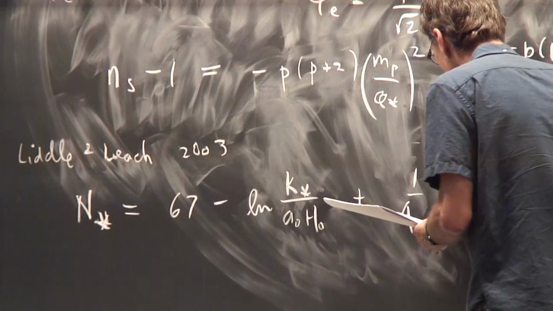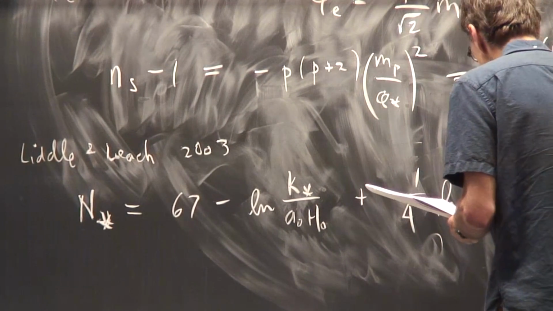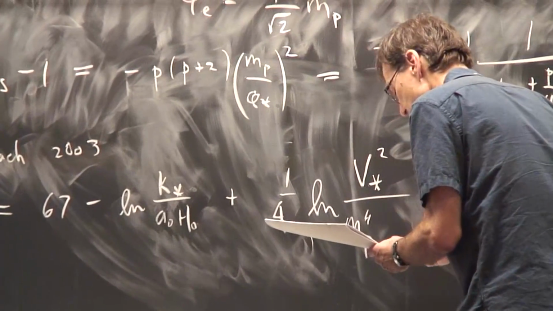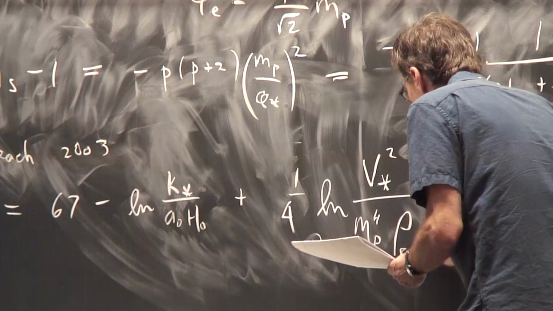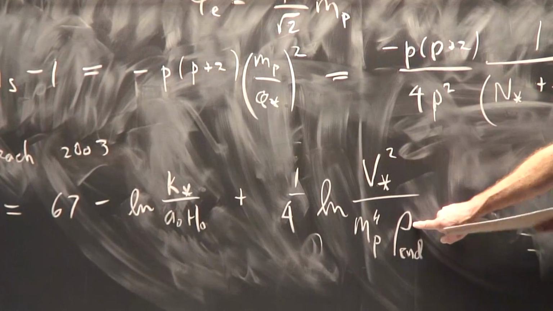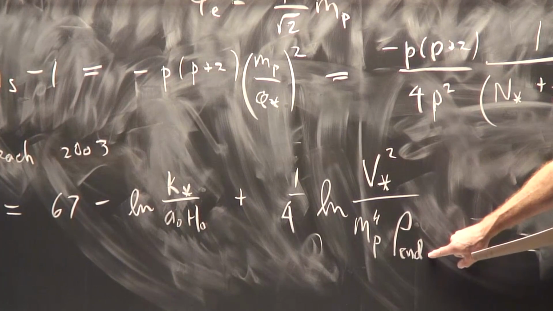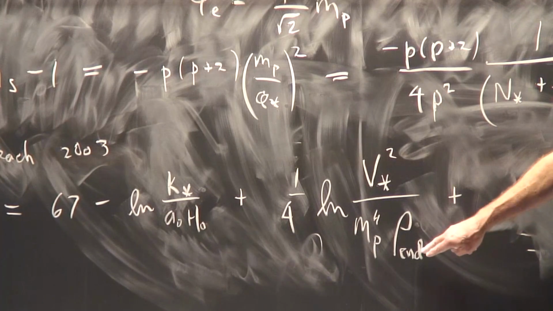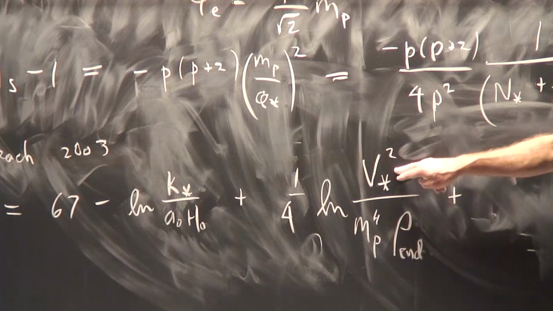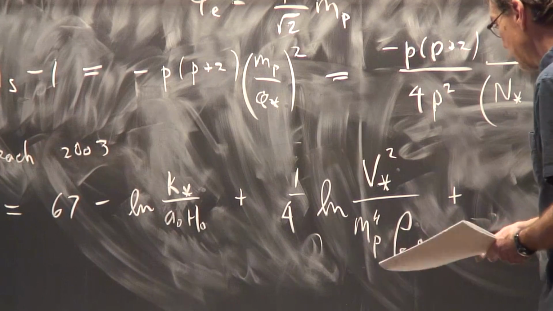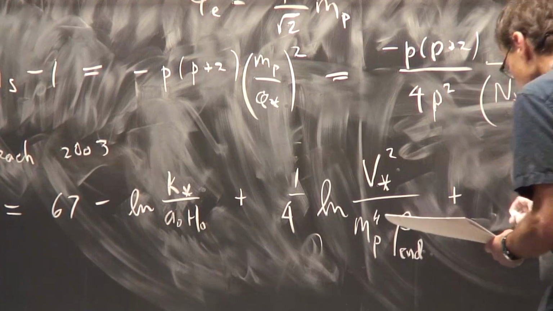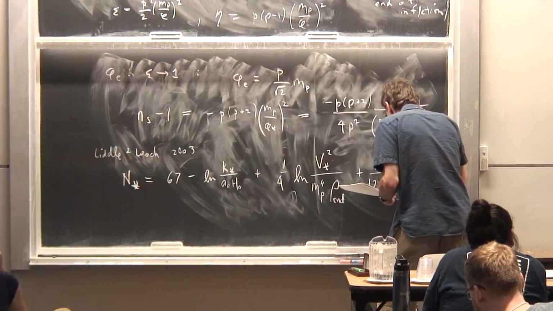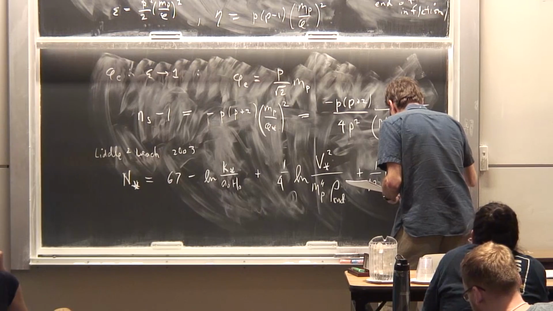So there's 1/4 log V star squared, the scale of inflation at phi star. And then we need to know what was the energy density of inflation when it ended. So in my instantaneous approximation, these would be the same. Rho end would be equal to V star. And then there's one other small correction that depends on the reheat temperature.